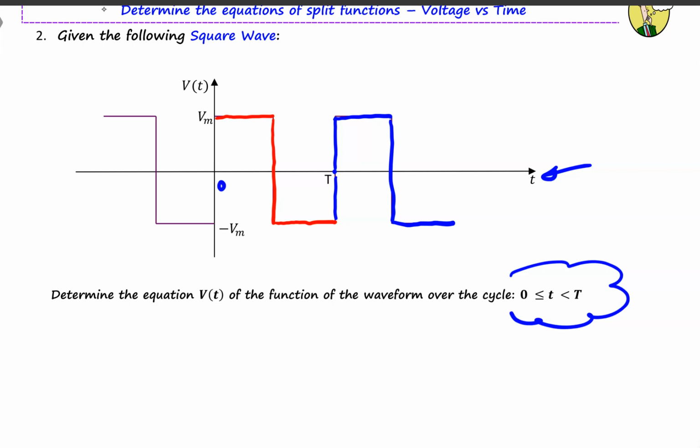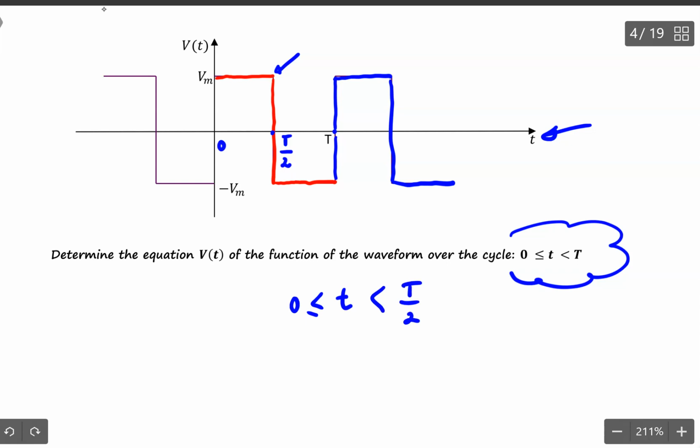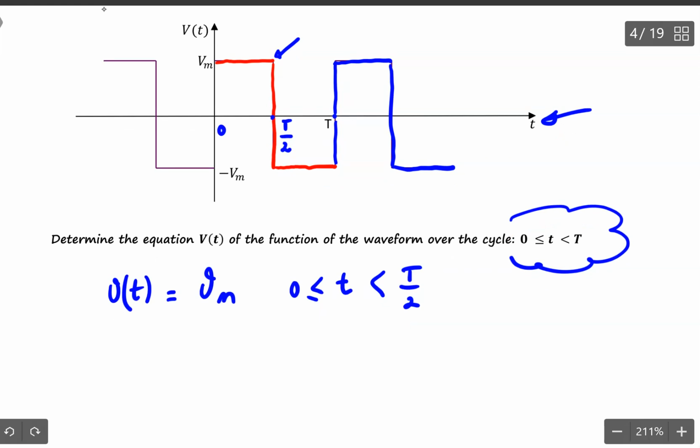Okay, so to find the equation for this, what you do is you look for the point where the function is discontinuous. So in this case, it's right here. Alright, so the period will divide into 2. So in this case, I should have T divided by 2 in here. Okay, so it means that given t greater than or equal to 0 and less than T over 2, my function would be just equal to Vmax. So Vt will equal Vmax. Okay, so that means I'm talking about this particular period.